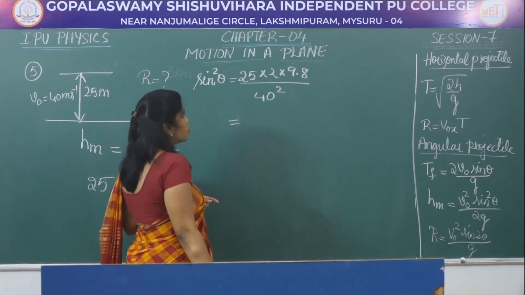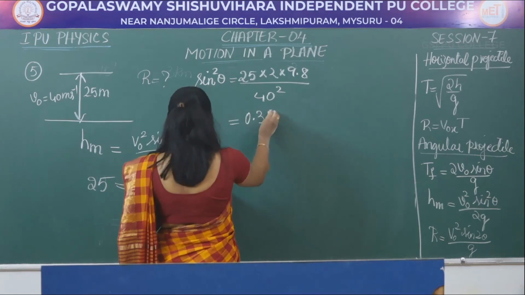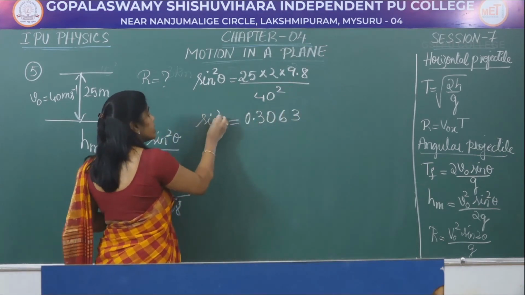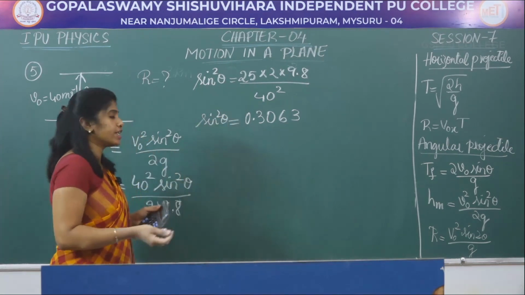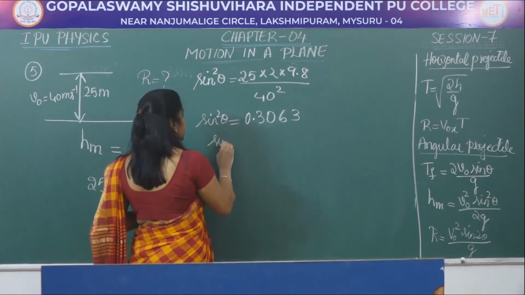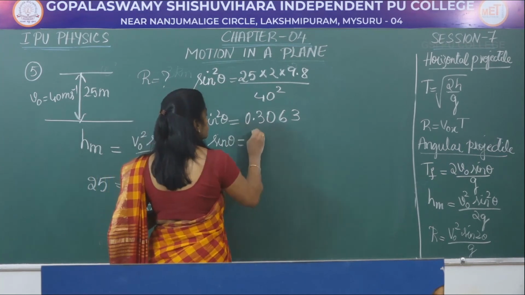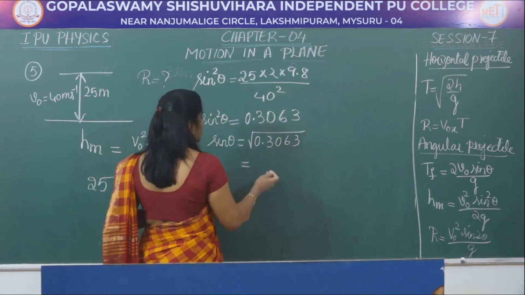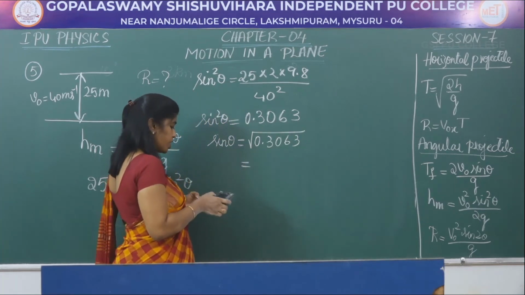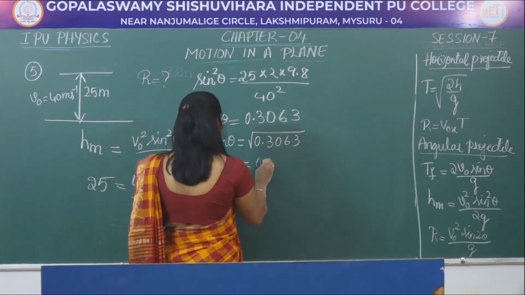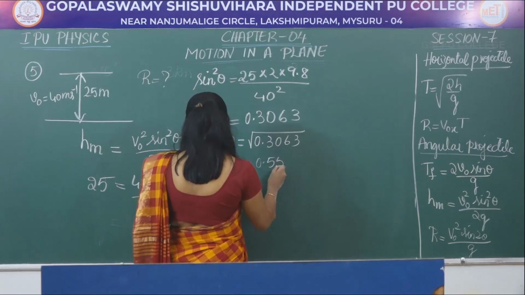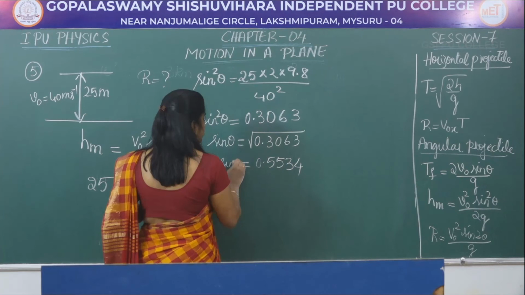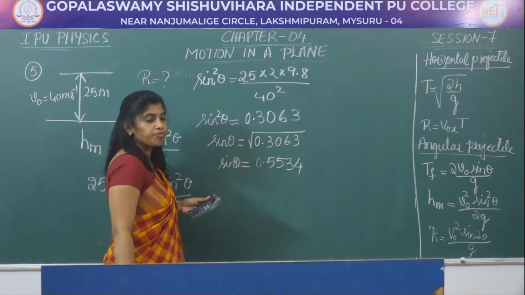That is equal to 0.3063 and this is sine square theta, but I want sine theta. So, let me find out what is sine theta by just removing the square root. So, if I remove the square root for this value, I am going to get 0.5534. This is sine theta.